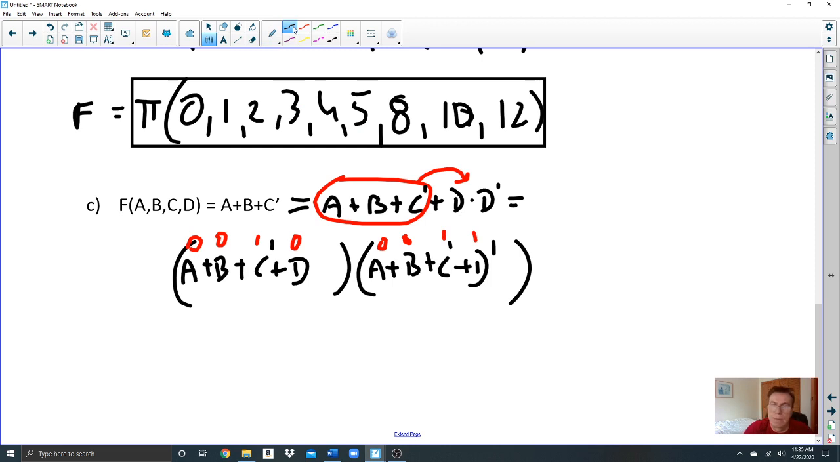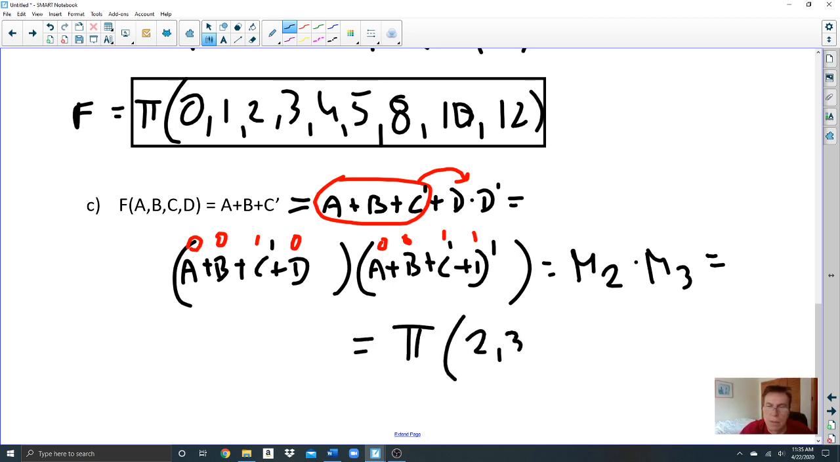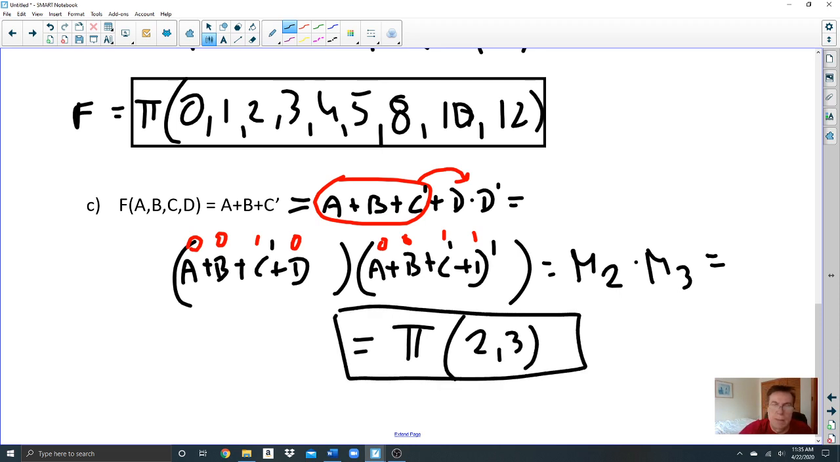So now we have the following. This is max term 2 and max term 3 looks like. It's max term 2 times max term 3. And that is equal to the product of those 2 max terms, 2 and 3. Here we go, big success. Okay, so we have this, and that will be our answer.